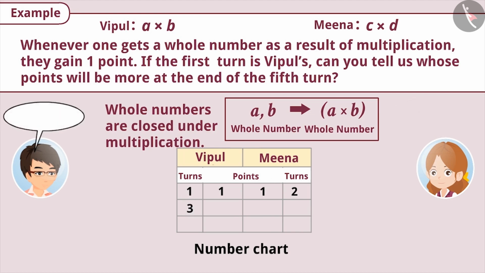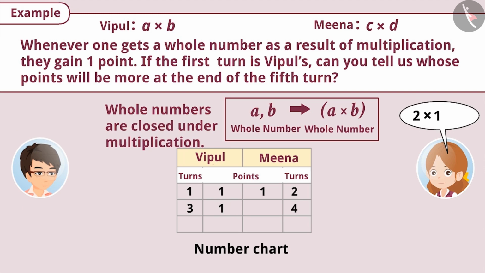Now comes Vipul's turn. Vipul picked the numbers 5 and 2. Will he get 1 point this time? Think about it. You are right. The result of multiplication of 5 and 2 is 10, which is a whole number. So he will get 1 point again. After this, Meena picked two numbers 2 and 1, and multiplying them gave her the result 2, which is a whole number. So, she will get 1 point again.